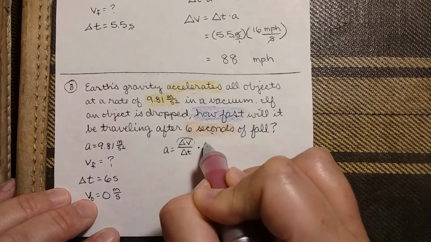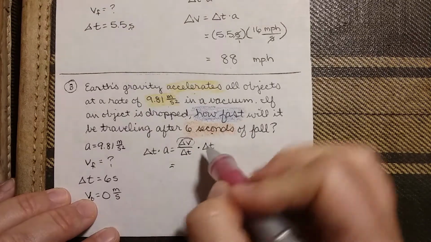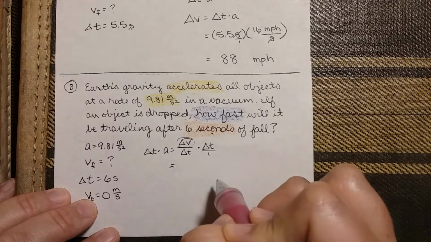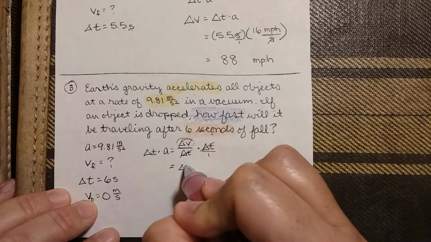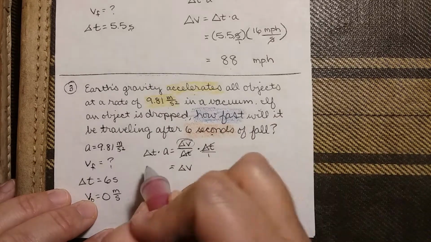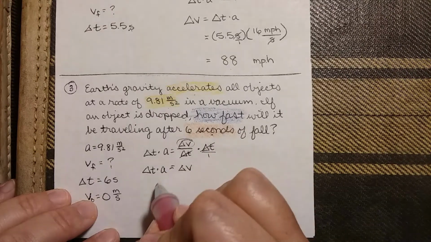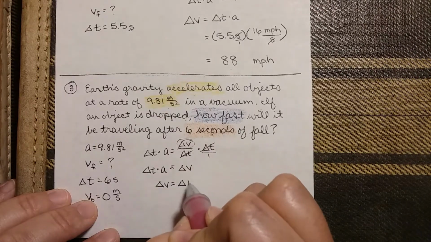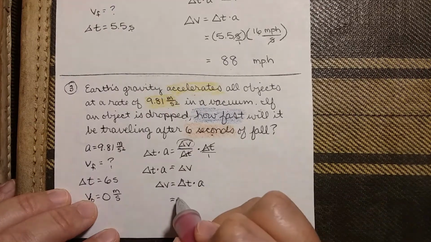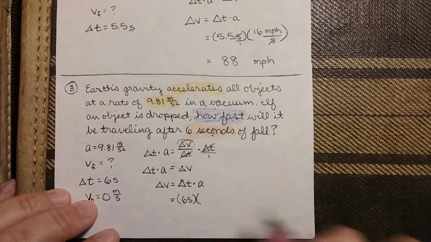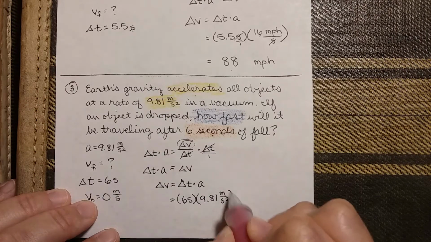So if we multiply both sides by the change in time, then this is understood to be in the numerator. Change in time in the numerator will cancel with change in time in the denominator, leaving me with change in velocity. And then here we'll have the change in time times acceleration. I'm going to go ahead and switch it around because I think it's prettier that way, if a formula can be considered pretty. All right, so our change in time is 6 seconds. Our acceleration is 9.81 meters per second squared.